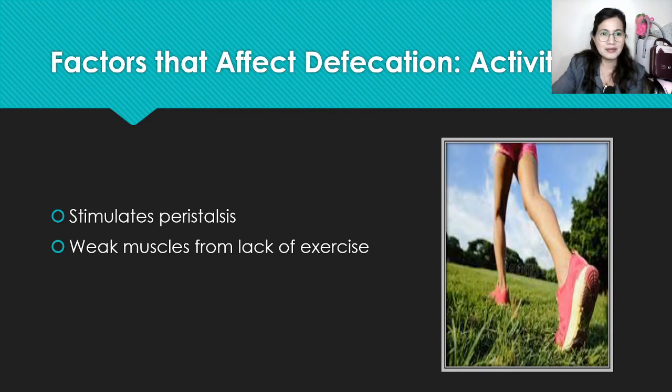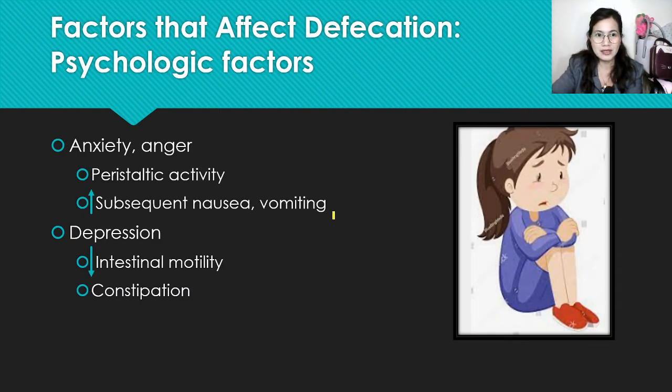In terms of activity, activity stimulates peristalsis, however, there will be weak muscles should there be lack of exercise. In terms of psychologic factors, when you experience anxiety or anger, there is an increase in peristaltic activity, and subsequently there's nausea and vomiting. When there's depression, there is decreased intestinal motility, and you expect constipation.